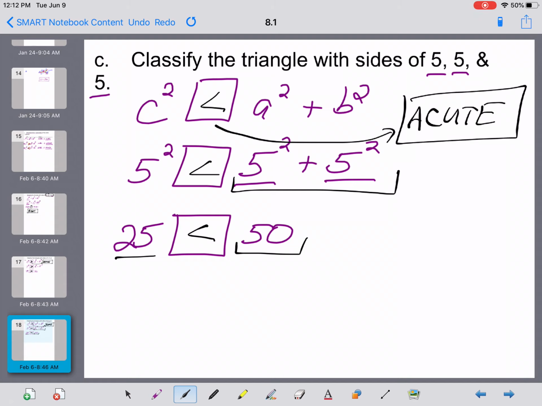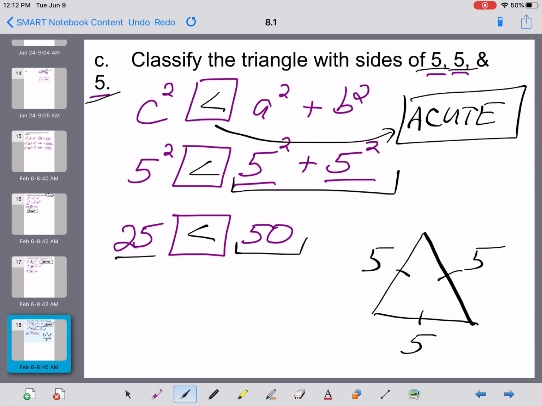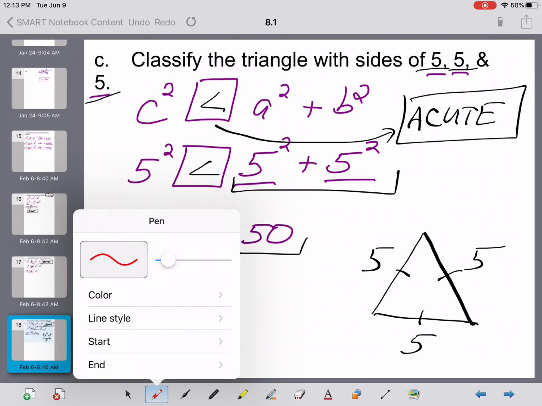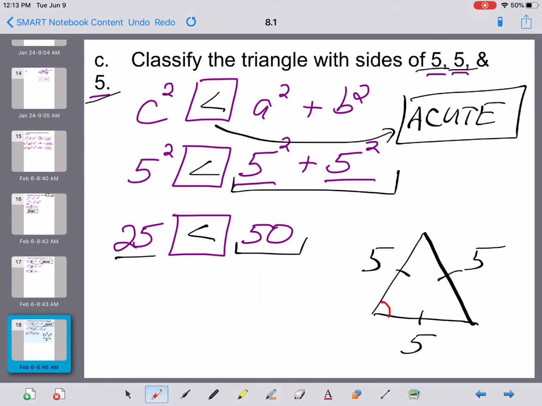Because if you look at a triangle with side lengths of 5, 5, and 5, they're all the same. And the word for that, a triangle with all of its sides congruent, is equilateral. An equilateral triangle has 3 sides that are all the same, and in this one case, 5, 5, and 5. And something I'm hoping you guys have picked up earlier on in the year, if a triangle is equilateral, meaning it has 3 congruent sides, it also automatically must be equiangular. All 3 angles have to be congruent as well.